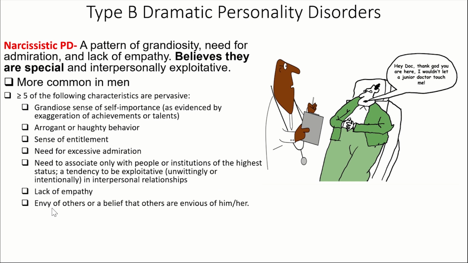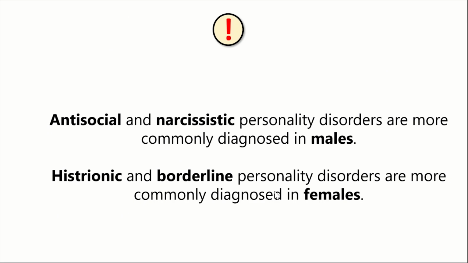They have a lack of empathy, and they envy others or believe that others are envious of him or her. That's narcissistic personality disorder. Now, a word: antisocial and narcissistic personalities are more commonly diagnosed in males, and histrionic and borderline personality disorder are more commonly diagnosed in females. And is it going to be that way on the MCAT? Yep. So that can be another clue for you.